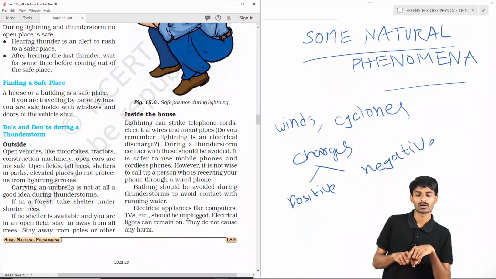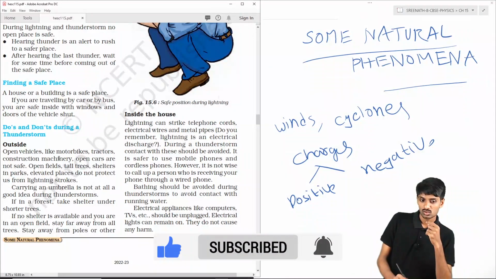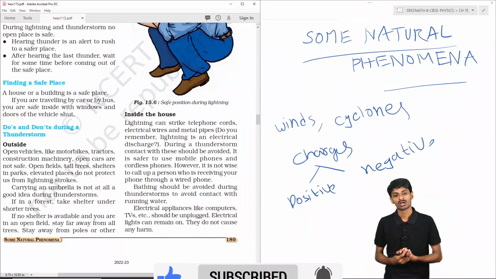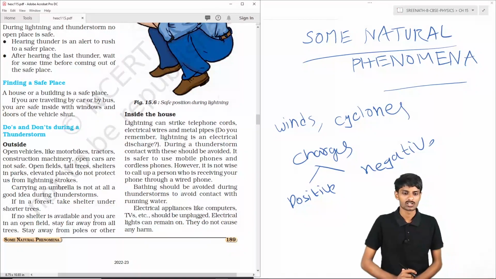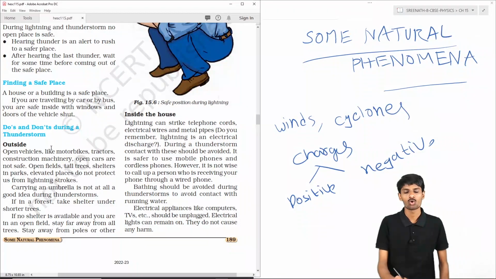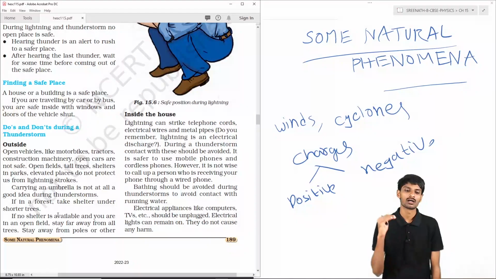If you are on a motorbike, it is an open vehicle, not safe. Tractor, not safe, like that. Construction machinery, construction places, and open cars, all these open places are not safe. Open fields, where there are no trees or buildings, it is only open, and if there are tall trees, they are not safe places. Elevated places are also not safe places. And carrying an umbrella is also not a good thing.